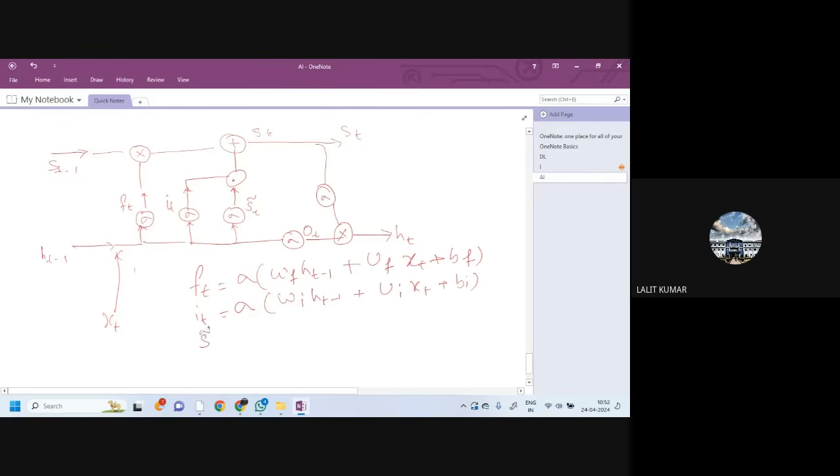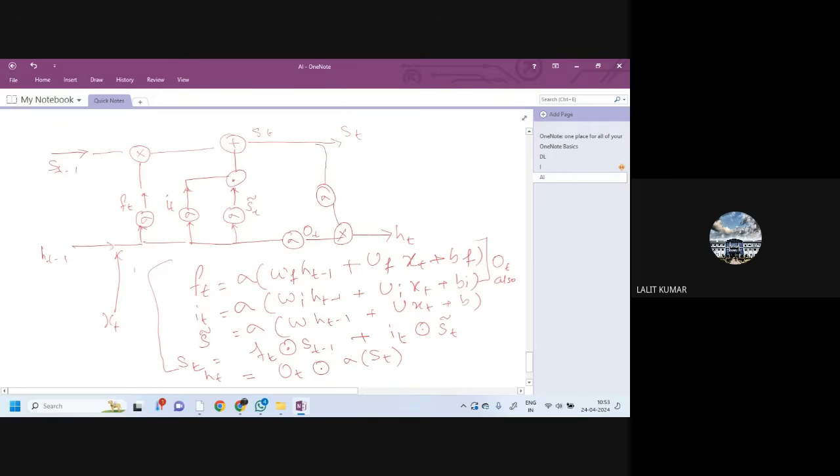Then I calculate S tilde. S tilde is nothing but tanh of W HT minus 1 plus U XT plus B. Then I get ST is equal to FT dot product ST minus 1 plus IT dot product S tilde T. HT is equal to OT, I have not written OT, we can write for OT also, and this will become OT dot product tanh of ST. So these are the formulas.